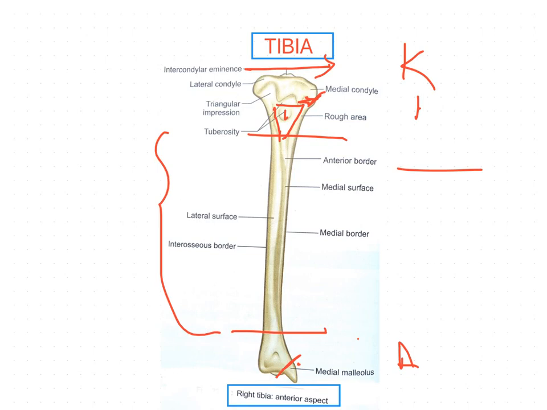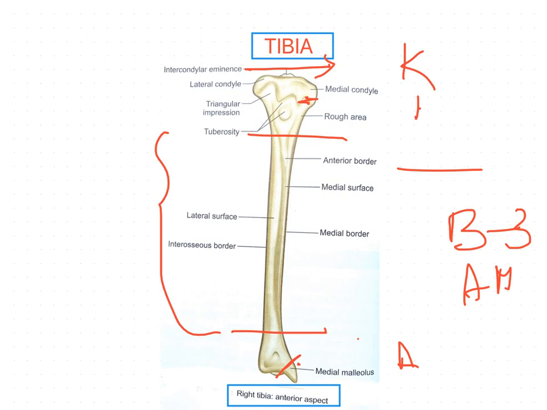So here the shaft is triangular. It has anterior, medial and lateral borders. That means it has 3 borders: anterior, medial and lateral.